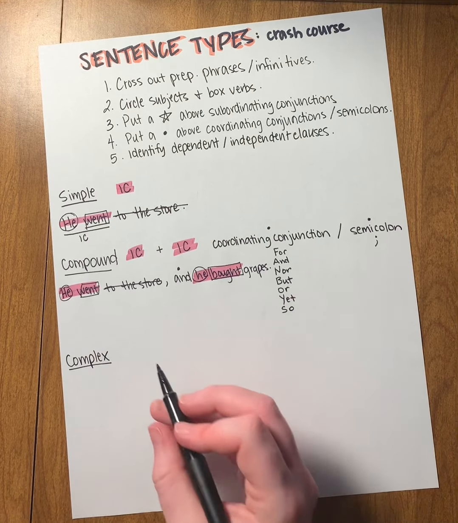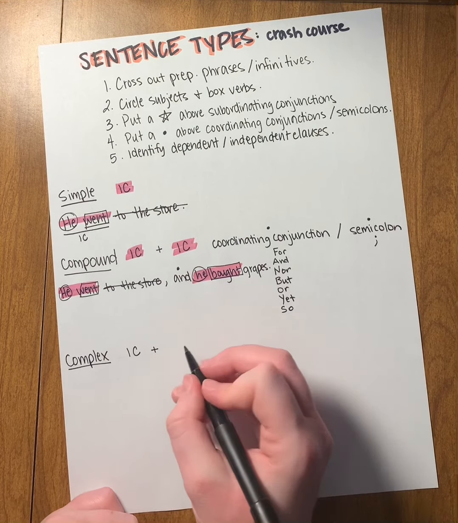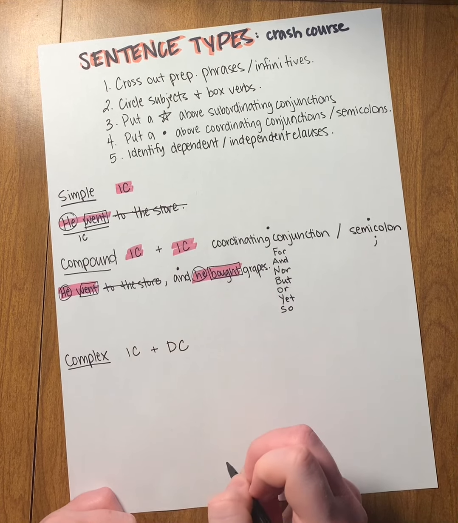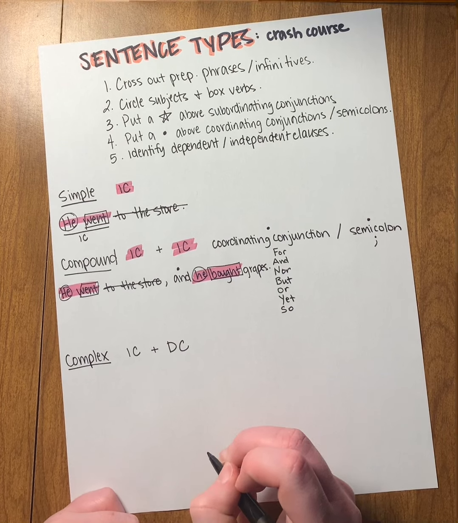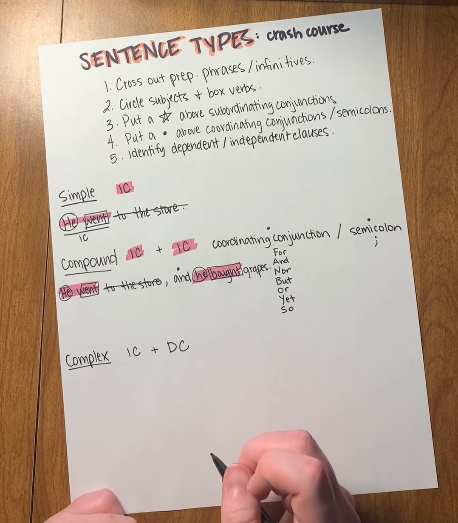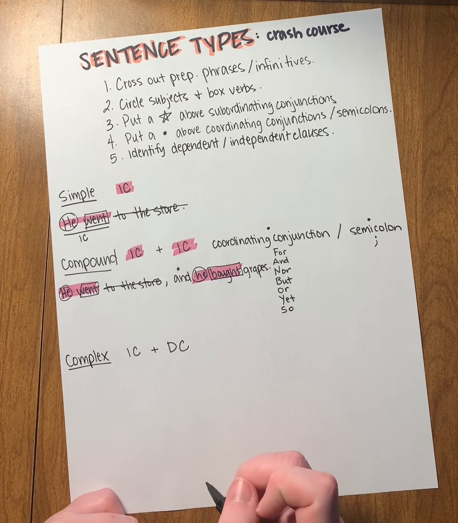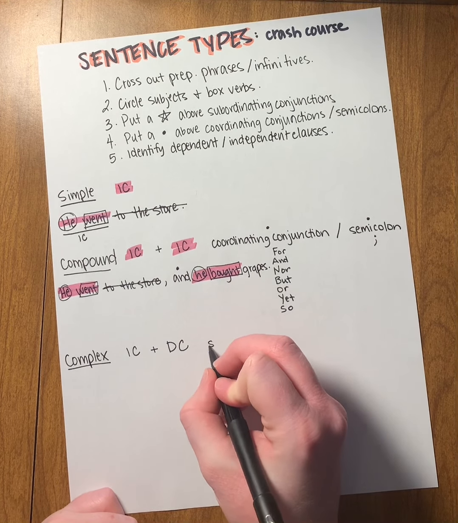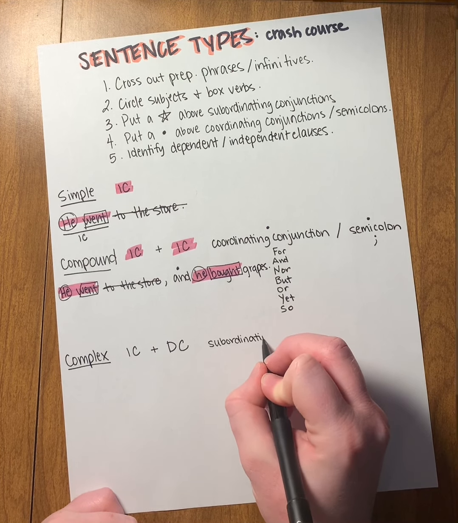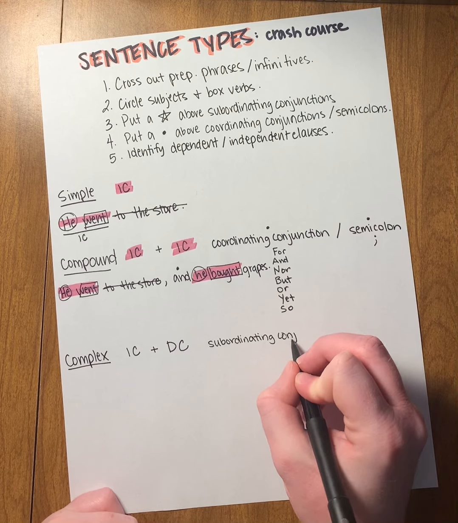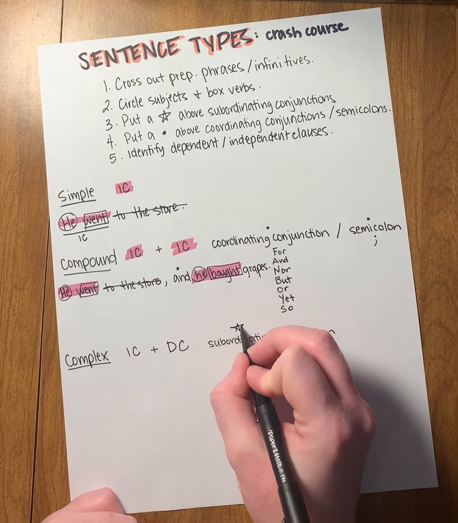Okay, in a complex sentence, the formula has an independent clause, and then it has at least one dependent clause. Okay, it could have more than one dependent clause, but a complex sentence must have only one independent clause and then one or more dependent clauses. And these also will have a subordinating conjunction. Remember, we're going to find those and we're going to put stars above them.